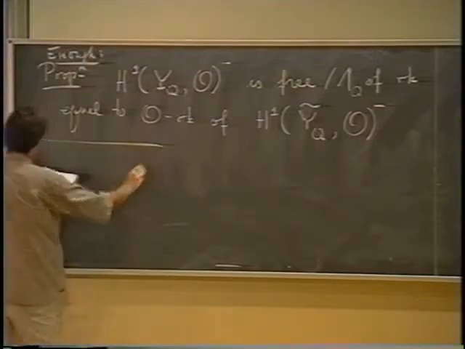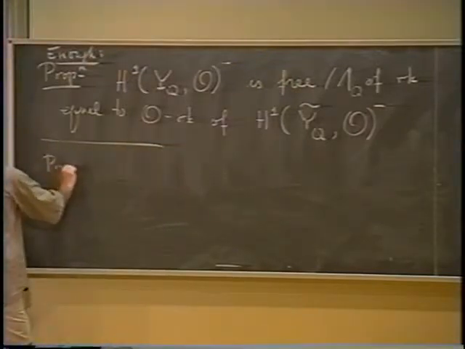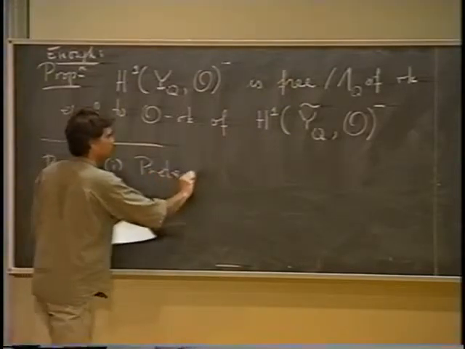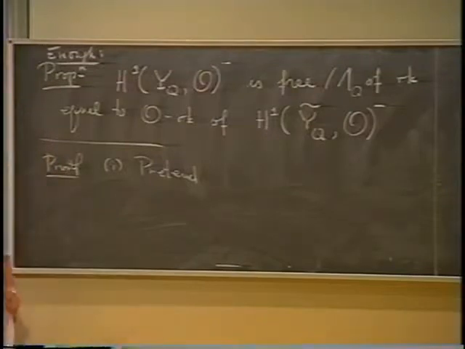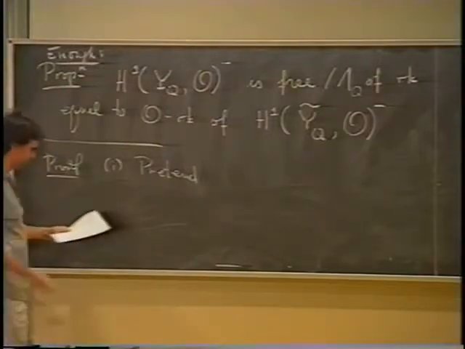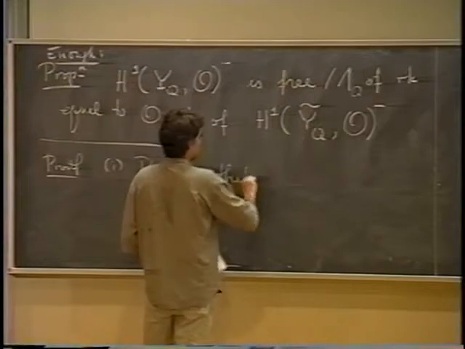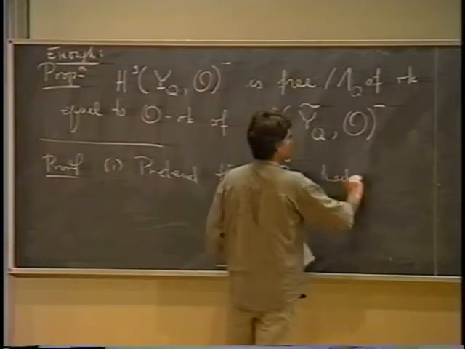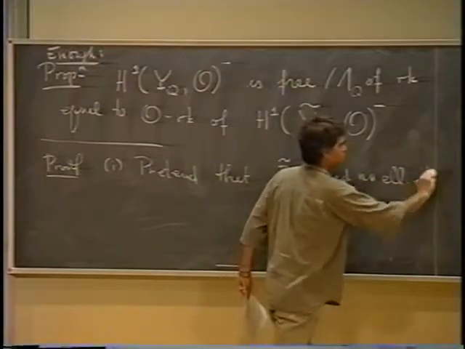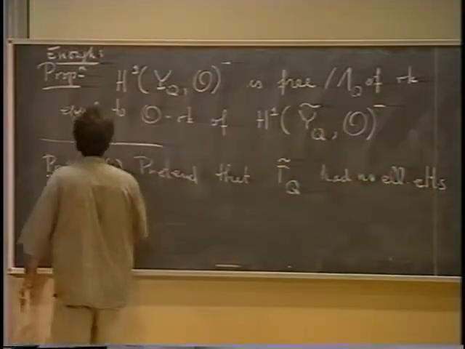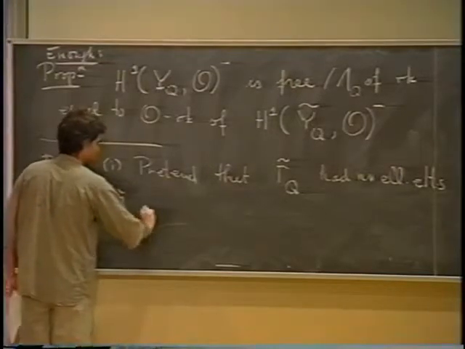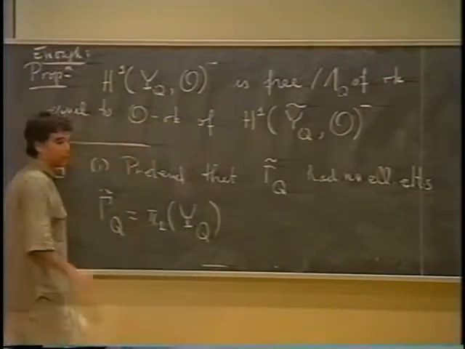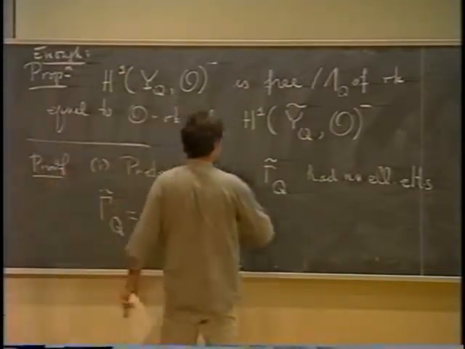Okay, so the proof goes like this. First, you pretend. Any proof that starts with pretend has an unfortunately at the end, but we will deal with this. That gamma twiddle Q was torsion free, had no elliptic elements. In this case, gamma twiddle Q is the pi 1 of YQ, the open curve. Since it's an open curve, this is free.